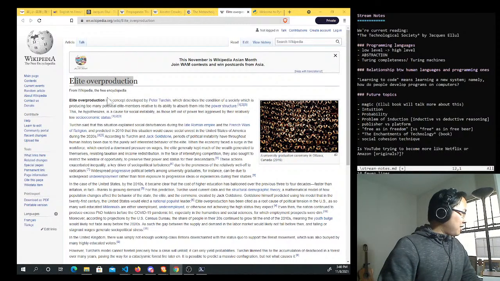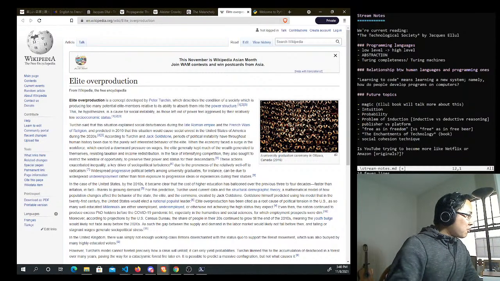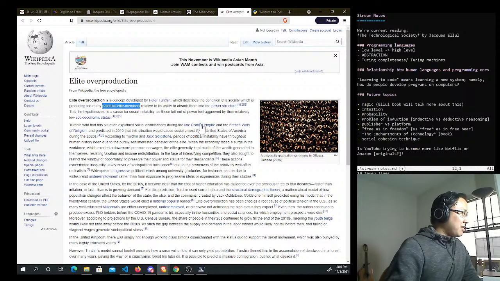All right, Elite Overproduction. So what is this? Elite Overproduction is a concept developed by Peter Turchin, which describes the condition of a society which is producing too many potential elite members relative to its ability to absorb them into the power structure. This, he hypothesizes, is a cause of social instability, as those left out of power feel aggrieved by their relatively low socioeconomic status.